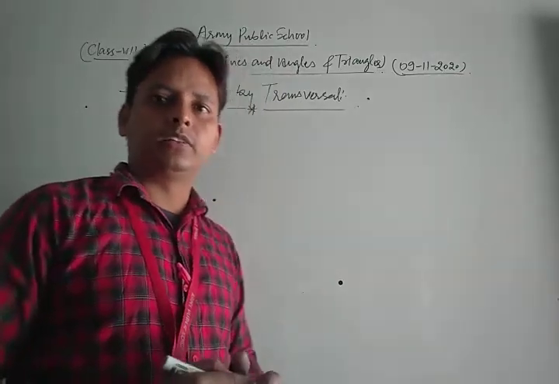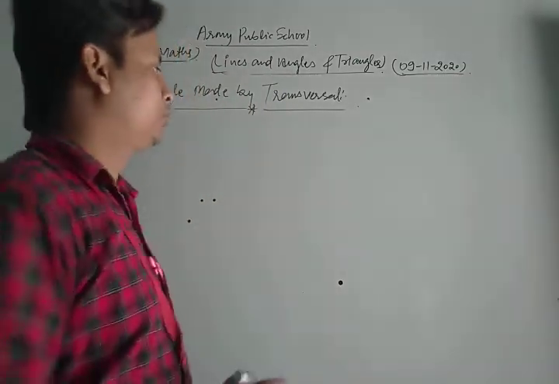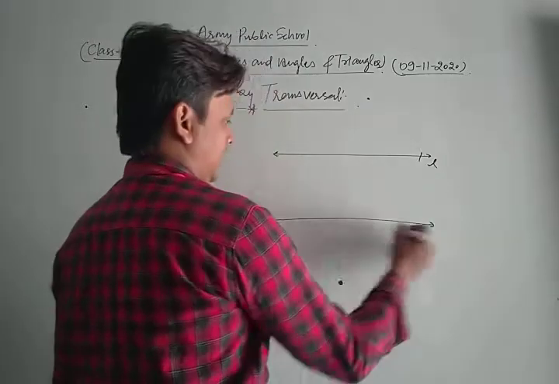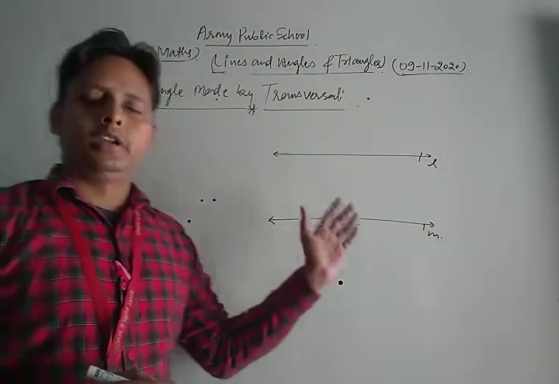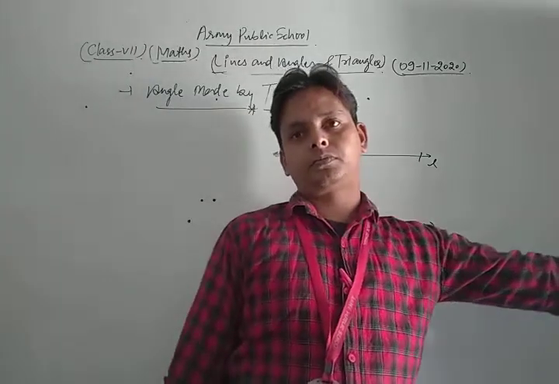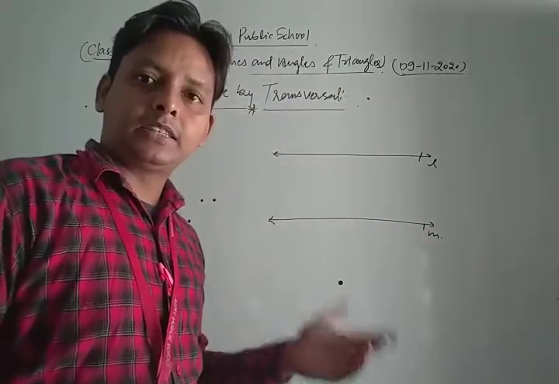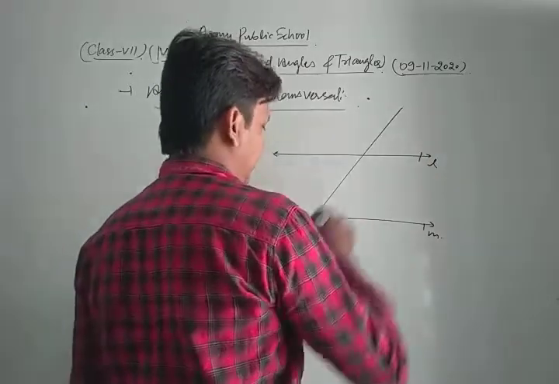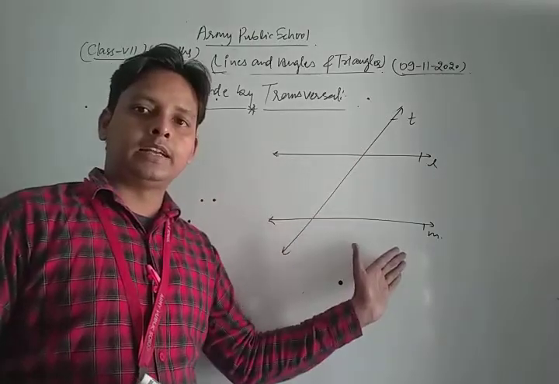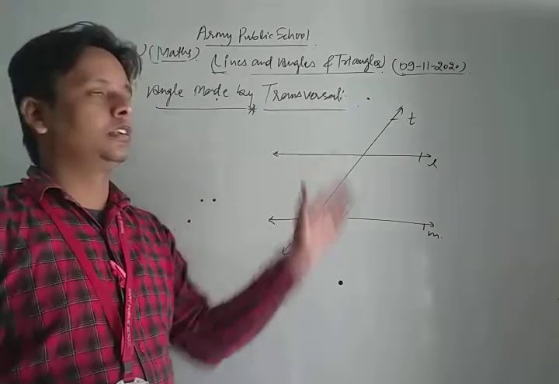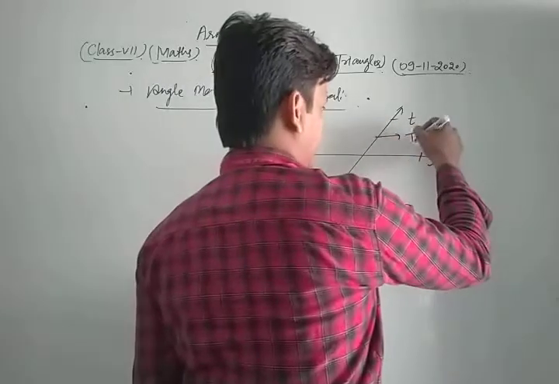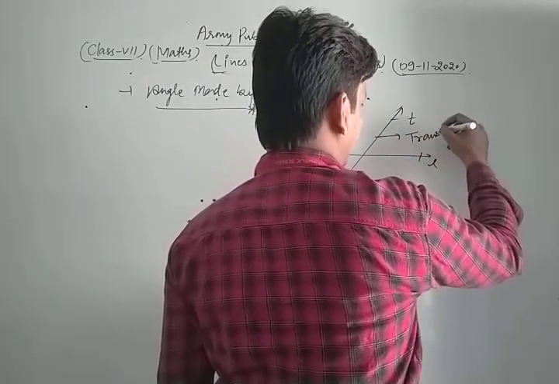Okay, students. For this concept, suppose there are two parallel lines L and M. If the two parallel lines are cut by a third line T at two distinct points, then that line is said to be a transversal.